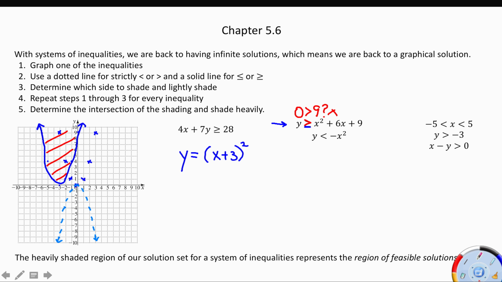This time I cannot use the point 0, 0 because it's on my curve. So I'm going to do the next best thing and use the point 1, 1. If I let y be 1 and x be 1, my question is, is 1 less than negative 1? Remember, this negative has nothing to do with that exponent. If it did, it would look like that, right? So is 1 less than negative 1? No, so don't shade outside. Again, I'm going to shade inside.